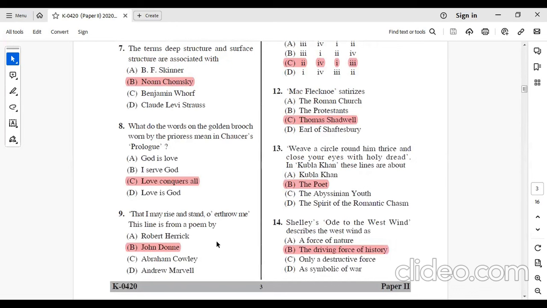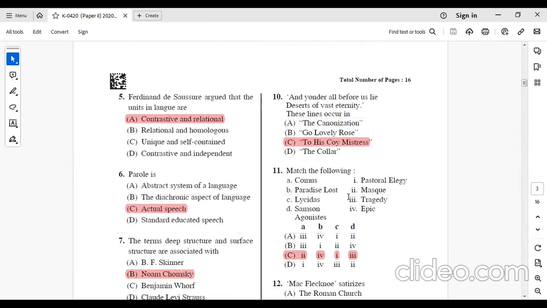Question number nine. That I may rise and stand, overthrow me. This line is taken from John Donne's famous poem, Holy Sonnets, Batter My Heart, Three-Person'd God. So from which poem are these lines taken? These lines are written by John Donne from the poem Holy Sonnets. Question number 10. And yonder all before us lie deserts of vast eternity. These lines occur in To His Coy Mistress, written by Andrew Marvell. So these lines appear in Andrew Marvell's famous poem To His Coy Mistress.